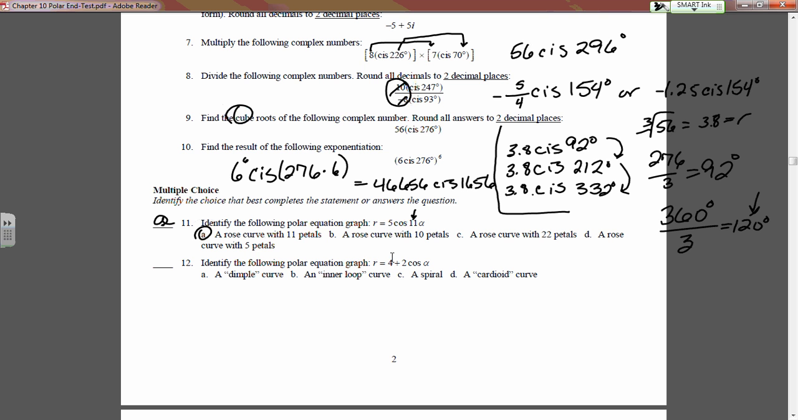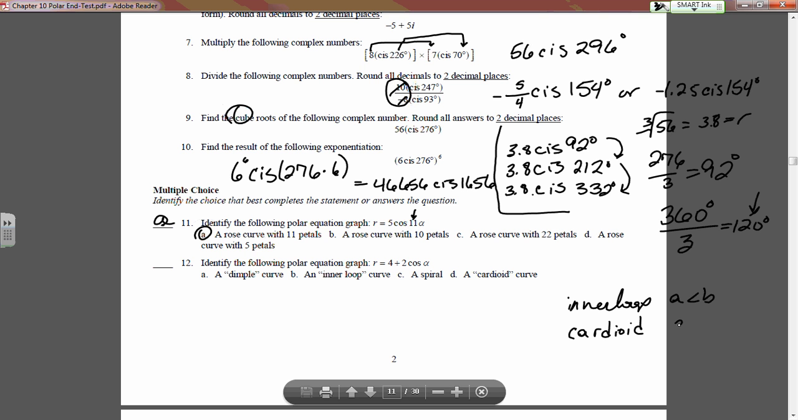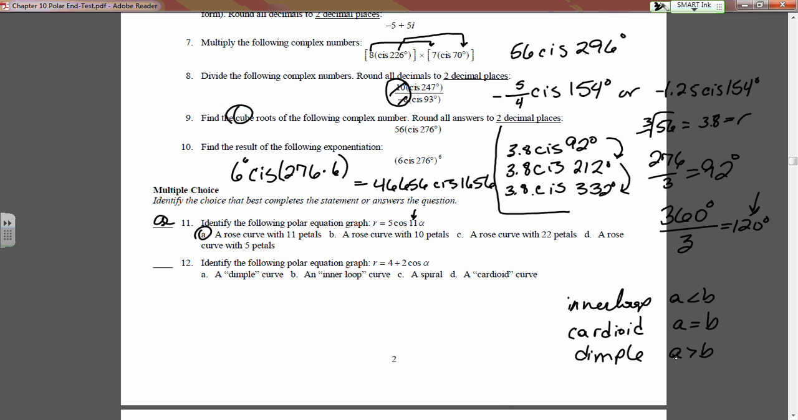Now down here, identify the following equation again, 4 plus 2 cosine alpha. Remember, you have 3 types of limacons. You have your inner loop, which is sometimes called a belly button. A will be less than B. Then you have your cardioid, which is heart-shaped, which is when A equals B. And then you have your dimple, or dimpled limacon, which is when A is greater than B. Okay, so in this case, since A is greater than B, this is going to be a dimple limacon, or a dimple curve.